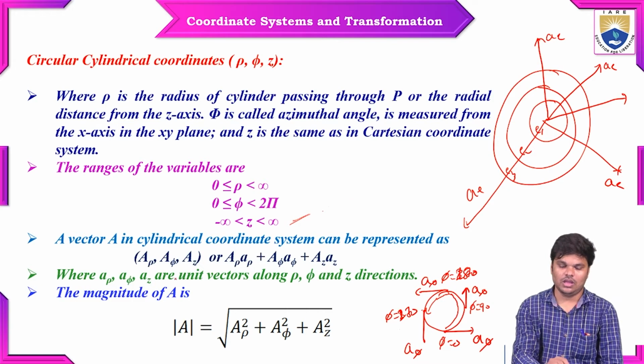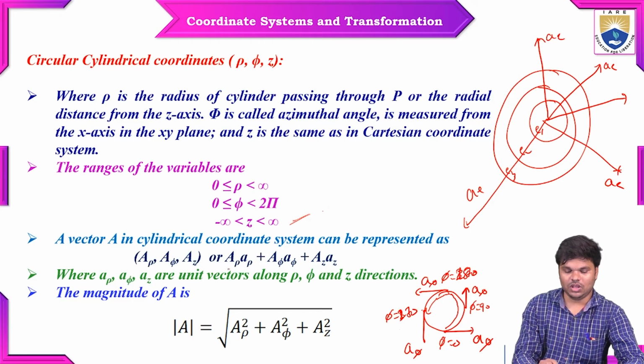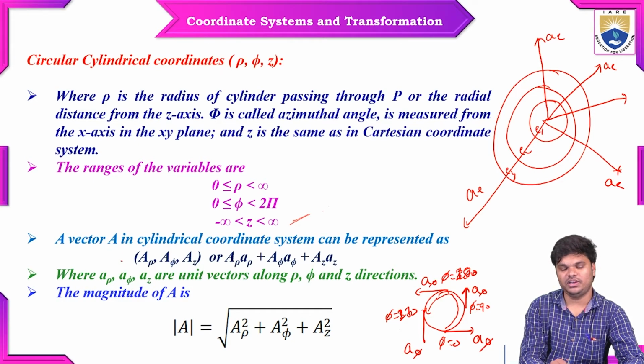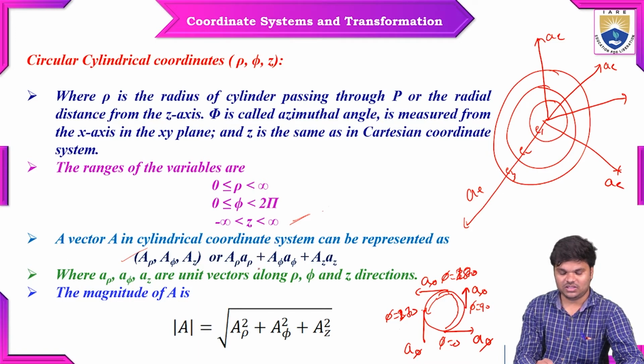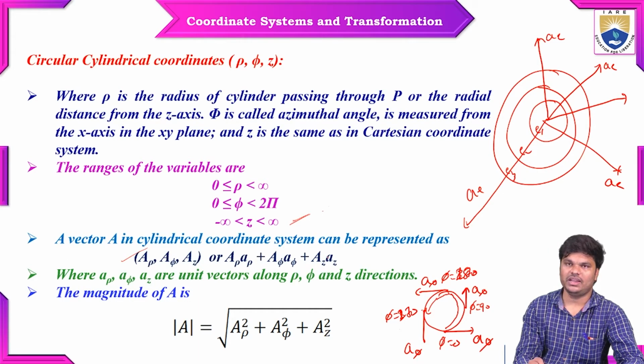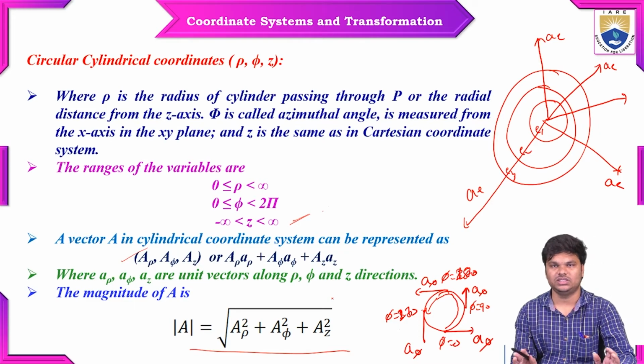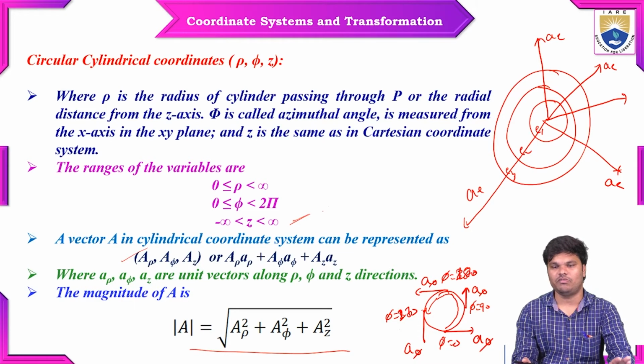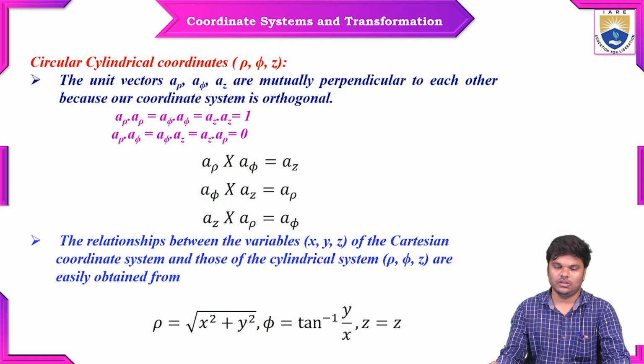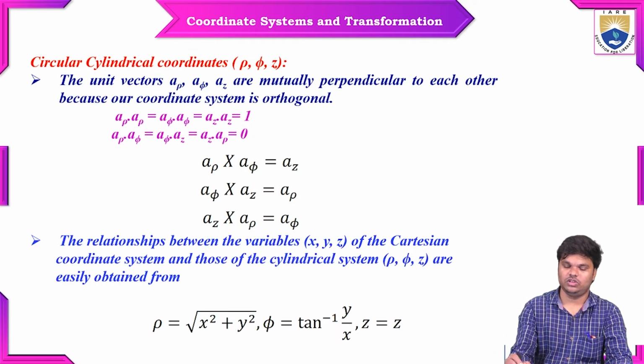And how do we represent a vector A in the cylindrical coordinate system? It is represented in this way: A rho, A phi, Az. How do we find the magnitude? We just have to take the squares of those components, sum them, and take the square root of the quantity. Here also we should follow circular permutation.